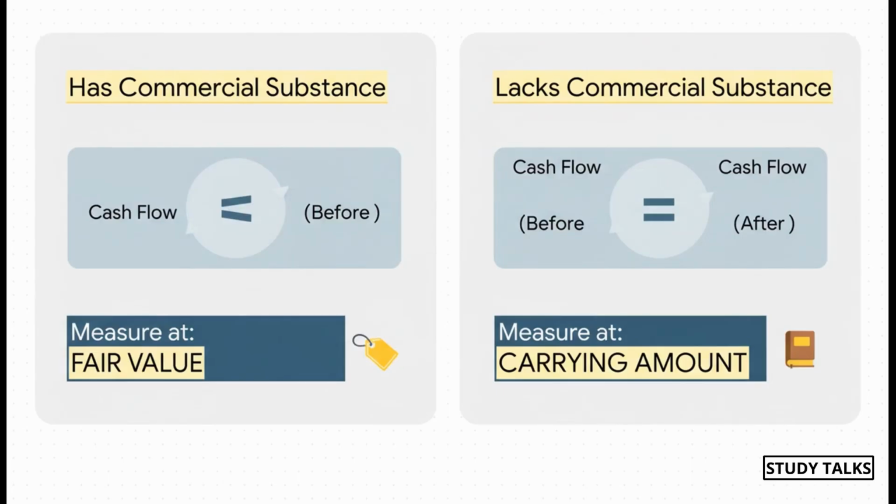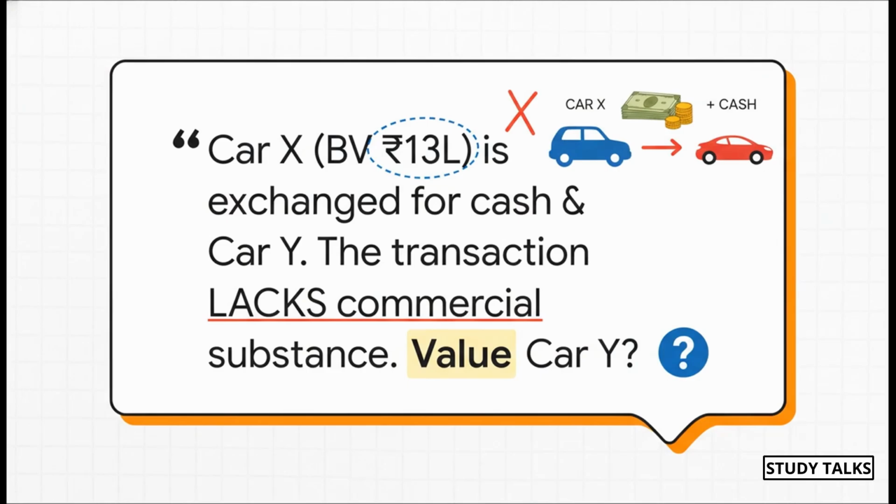And this is it. This is the most important rule for asset exchanges. It all comes down to this one question. Does the transaction have commercial substance? In simple terms, that just means, is my company's future cash flow position going to change significantly because of this trade? If the answer is yes, you record the new asset at its fair value. If the answer is no, you record the new asset at the carrying amount, the book value, of the old asset you gave up. Let's apply that right now.